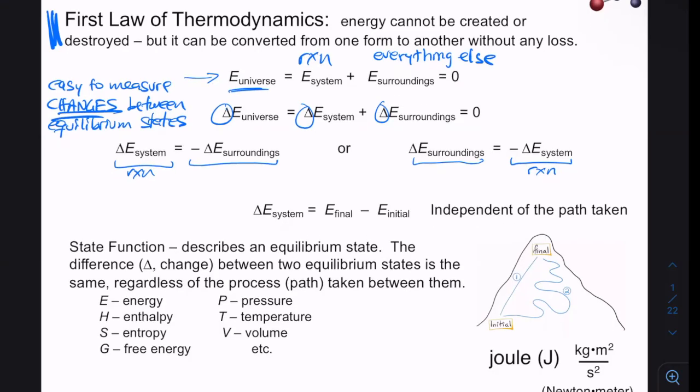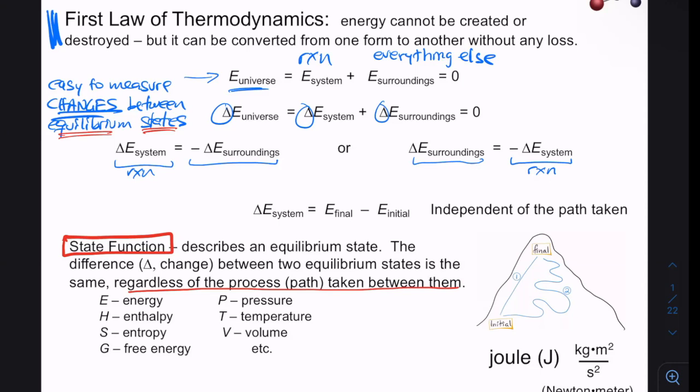Now this idea about equilibrium states has to do with what we call a state function. State functions are things that we can't measure directly, but we can measure them as they're changed. The change doesn't change. If we can measure something at equilibrium state 1, and we can measure that same quantity at equilibrium state 2, then that change will always be the same, regardless of how we got from state 1 to state 2. It's independent of the path that's taken between the states.